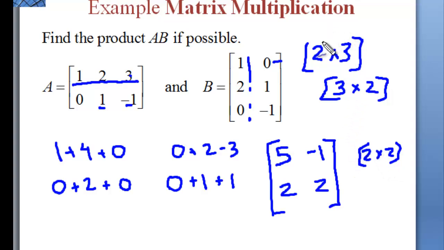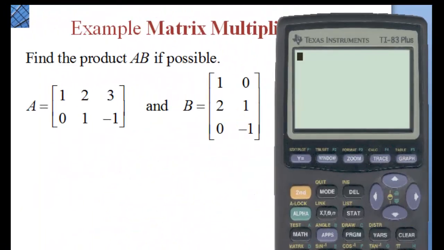So what you notice on this is whenever you do matrix multiplication, your answer will be the outside numbers. We have a 2 by 2 for our answer. We're going to do the same thing on calculator. So here's how we put things into the calculator.